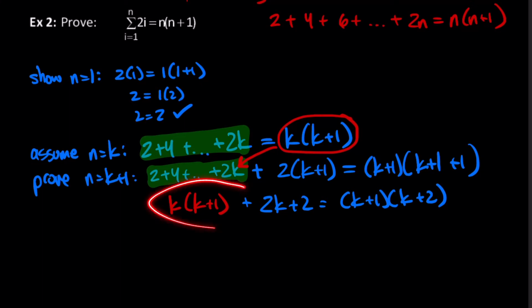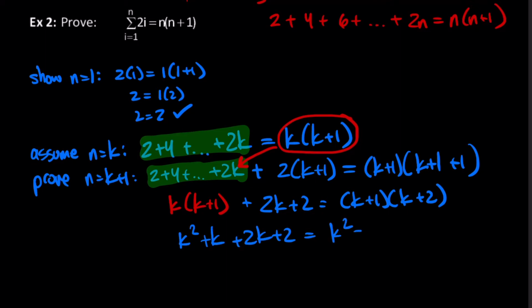Now I just want to clean up this side. I can FOIL that in my head, so that's going to be pretty straightforward. Distribute here, I get k squared plus k plus 2k plus 2. If I FOIL that out, that gives me k squared plus 3k plus 2. And then lastly, just combine like terms, k squared plus 3k plus 2 here. And that's what I have over on that side. I just proved that identity. Okay, a few more.